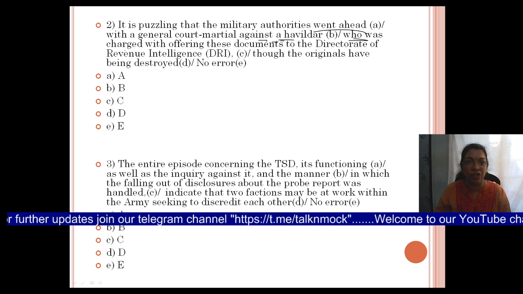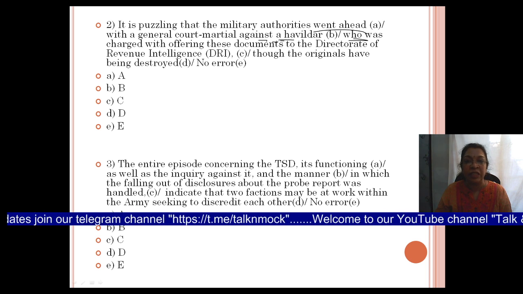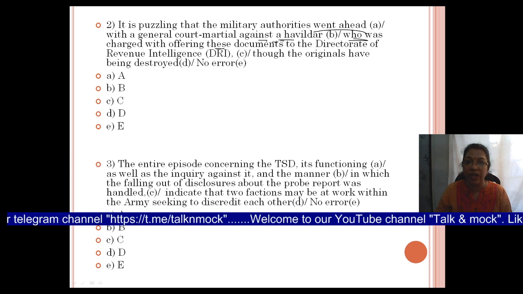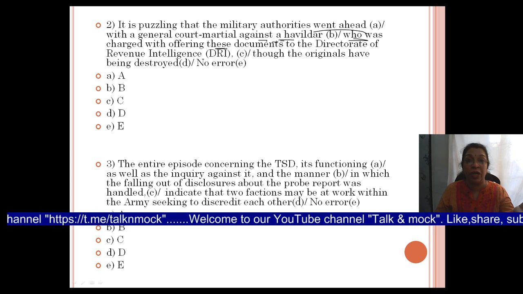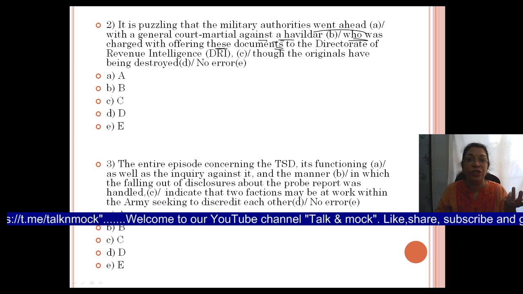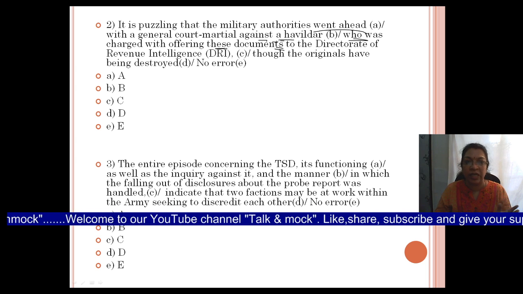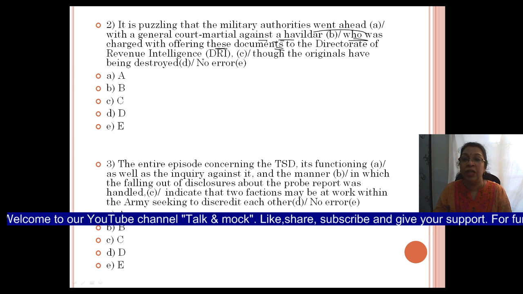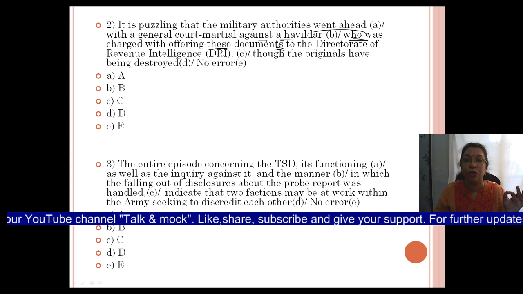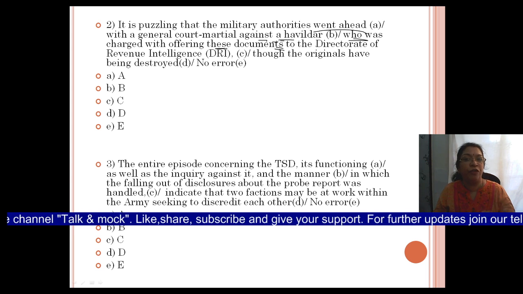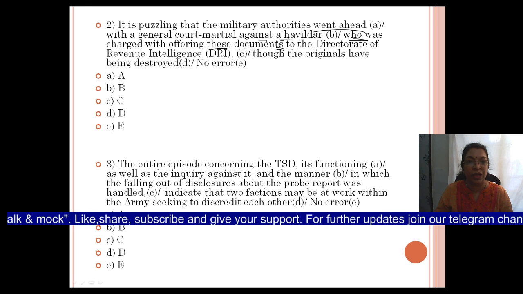Who was charged with offering these documents. So whenever I have "these," it means a plural adjective. So here the noun is also plural, so these is right. Offering to the. So with the word offering, to is right. Offer to, offering to. This preposition is also right.